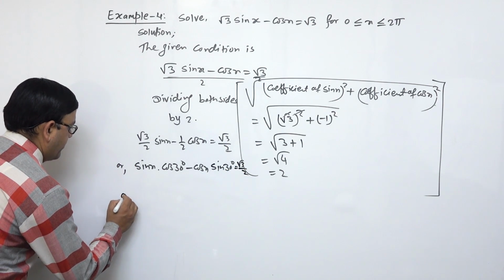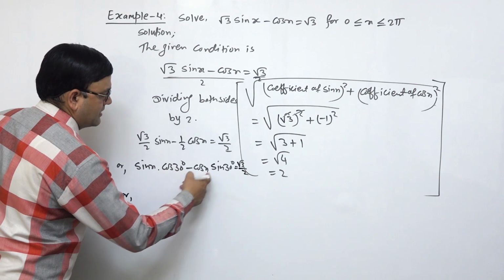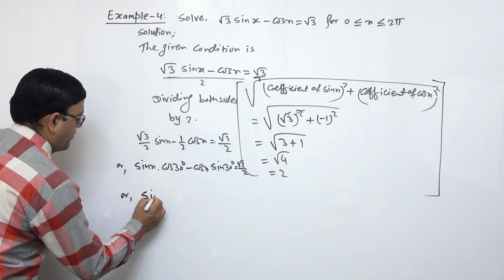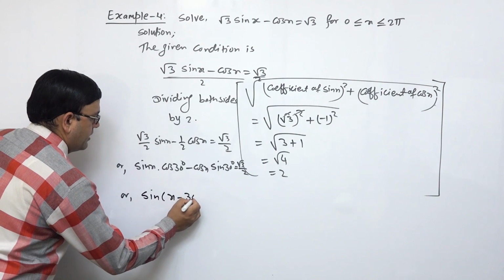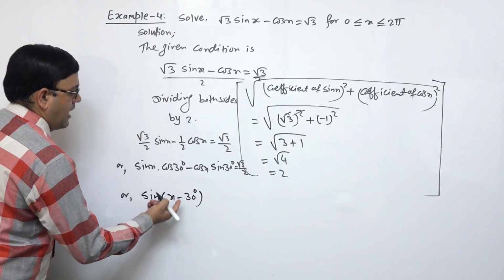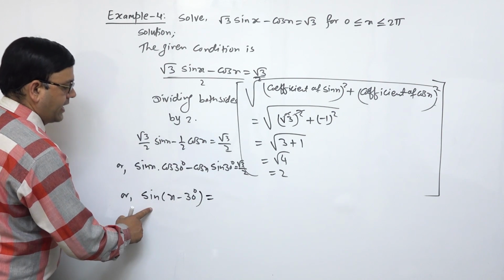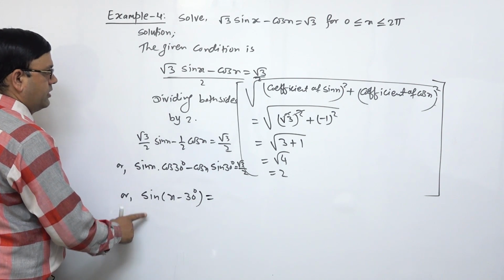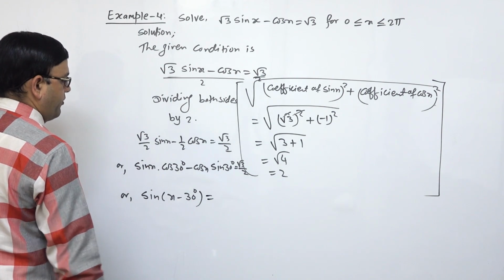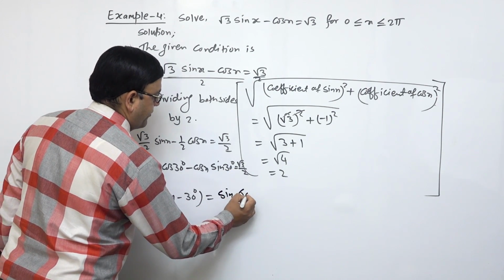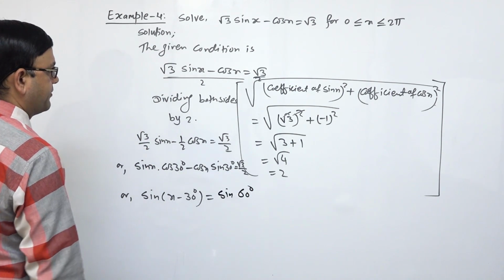This is of the form sin a cos b minus cos a sin b. The formula for sin a cos b minus cos a sin b is sin (a minus b). Instead of a it is x and b is 30 degrees, is equal to sin, and root 3 by 2 is simply sin 60 degrees.